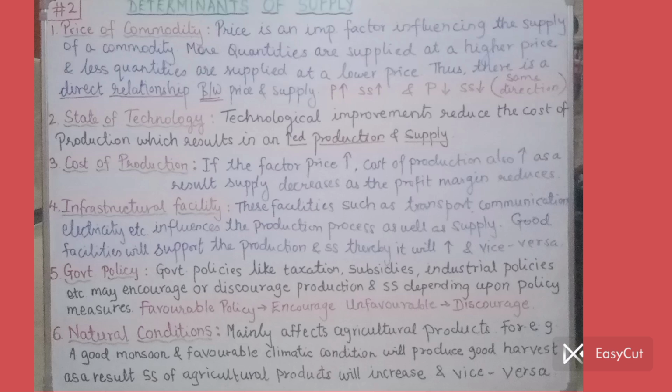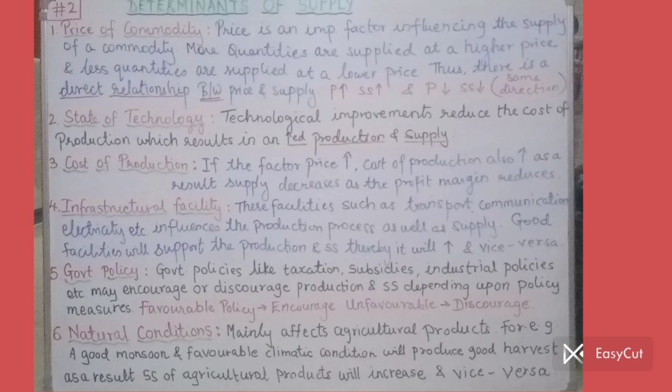Similarly, the power facilities, that means electricity, and the communication facility. If these facilities are good enough, then the production process will take lesser time, and certainly there will be more efficiency in the production. Thereby it will support the production and hence supply will increase, and vice versa, the other way around.